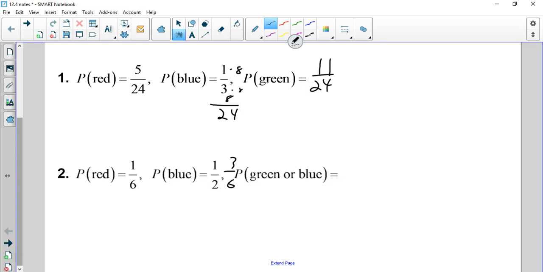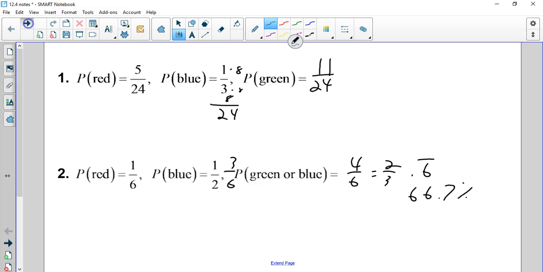So green or blue, we add them together, that's 4 out of 6. Also known as 2/3. I'll accept either one. You don't have to reduce it. And that's 0.6 repeating, or 66.7%. All right? So we'll review.